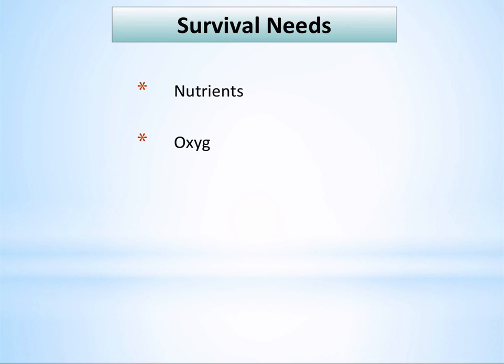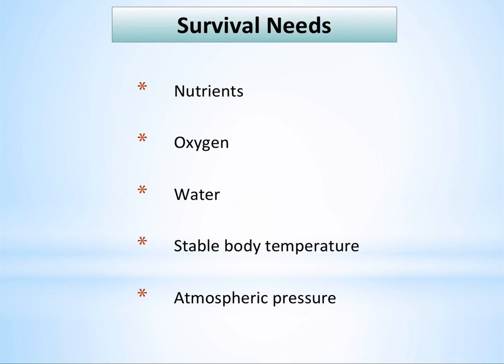There are some basic elements that we need to survive. We need nutrients, which we get by digestion and metabolism. We need oxygen from the air. We need water. Our body is largely made up of water, a very important compound. We need to have a stable body temperature within quite a narrow range, and we need the air to be at a certain pressure, as it is on Earth.